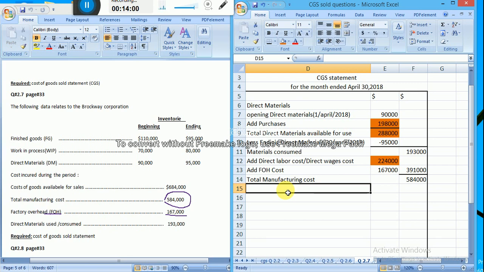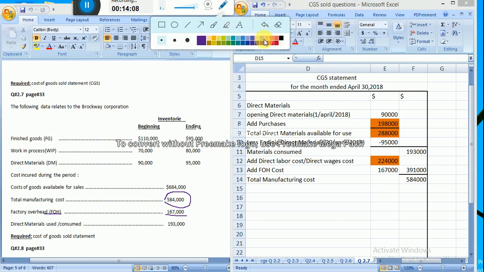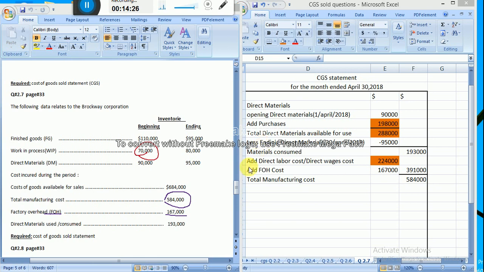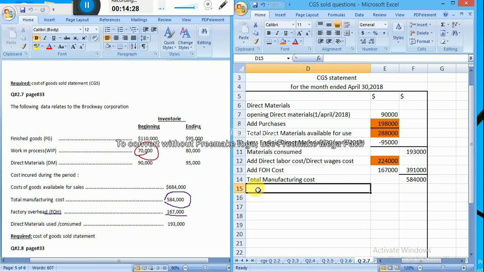We will check whether we have some work in process from the previous month or not. Yes, we have some work in process from the previous month, and that work in process is this 70,000 here. The 70,000 work in process remained from the previous month. So what I do, I will transfer this here.